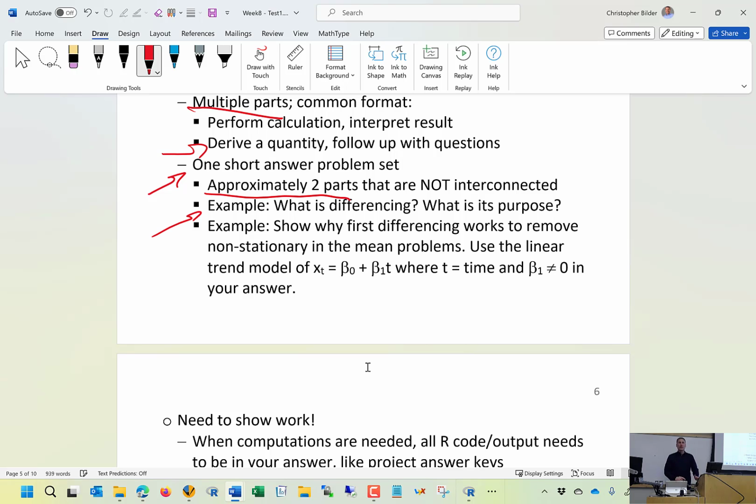This is actually from previous tests that I've given in time series. What is differencing? What is its purpose? So, what would you say here? Does anyone want to venture an answer? What is differencing? I mean, I'm hoping it's an easy question.